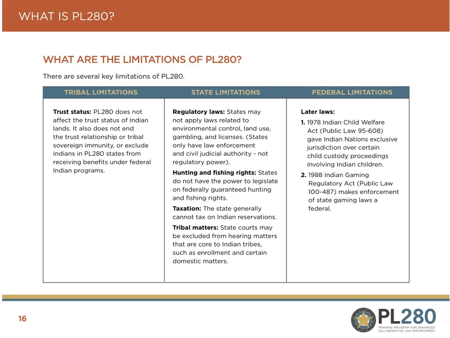The state generally cannot tax on Indian reservations, and sometimes state courts may be excluded from hearing matters that are core to Indian tribes, such as enrollment and certain domestic matters. There are also two key federal limitations that came in the form of later laws. In 1978, the Indian Child Welfare Act gave Indian nations exclusive jurisdiction over certain child custody proceedings involving Indian children. And in 1988, the Indian Gaming Regulatory Act made enforcement of state gaming laws a federal rather than a state responsibility.